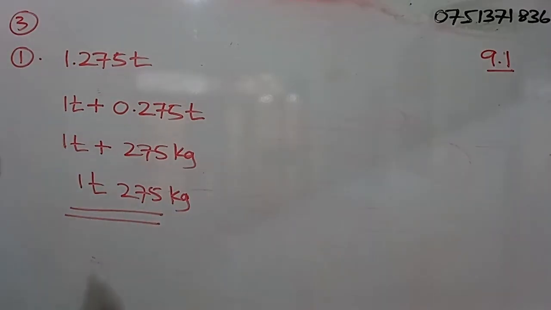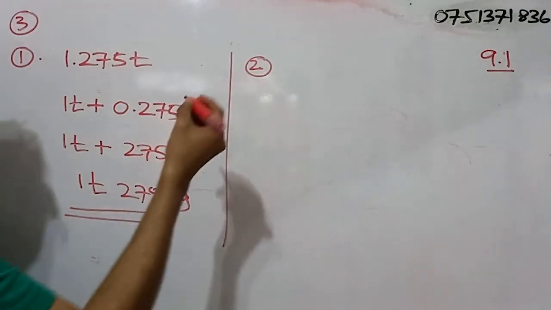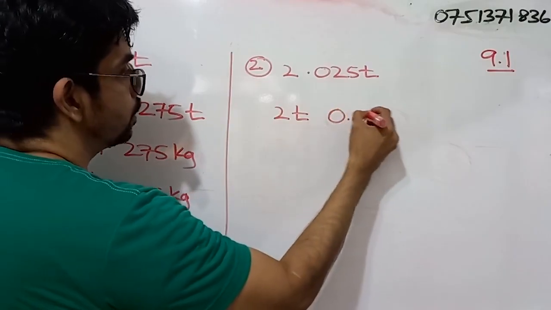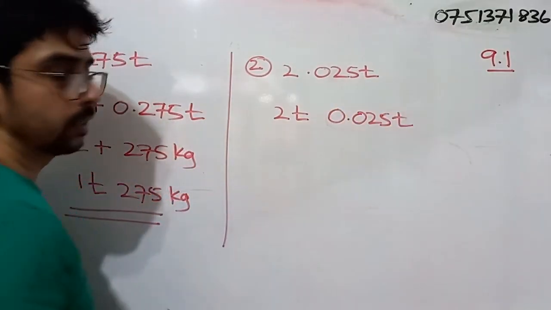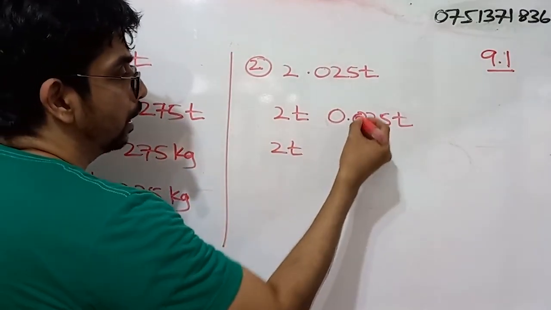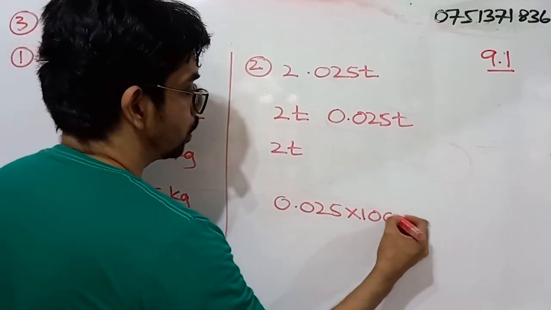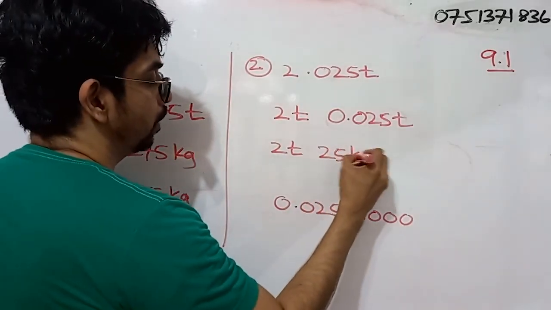Right. So the next one, part 2, 2.025 tons. So I can break this into 2 tons, 0.025 tons. Then I will convert this part into kilograms. So 2 tons and 0.025 multiplied by 1000, what will it be? 25, no? So this is 25 kilograms.